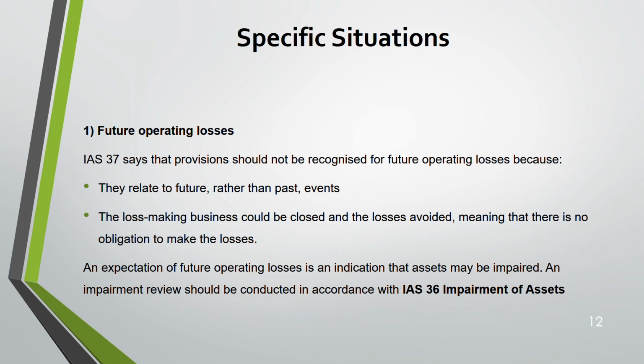So, an expectation of future operating loss is an indication that an asset may be impaired. How do you deal with this? This is dealt with under IAS 36, impairment of assets. You carry out an impairment review and then deal with it according to IAS 36 for future operating losses.